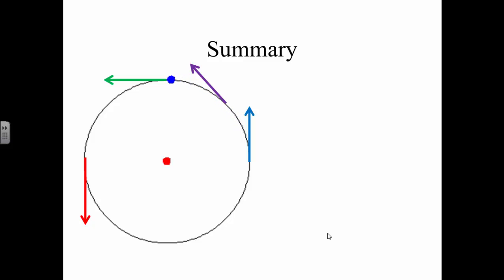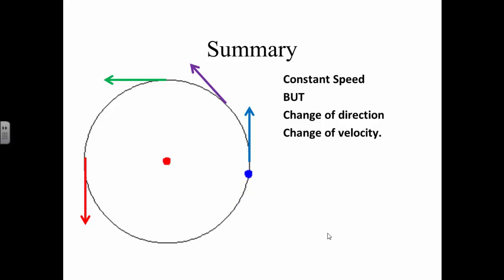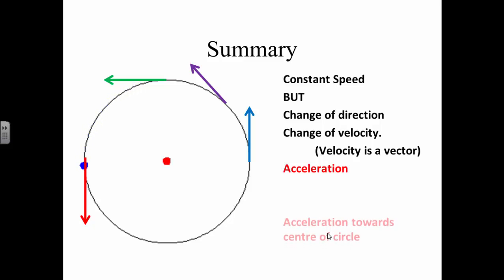So, what do we know about this? First, we have constant speed, but since there's a change of direction, there's also a change of velocity. And velocity is a vector, so a change of velocity means there will be acceleration. This is called the centripetal acceleration towards the center of the circle.